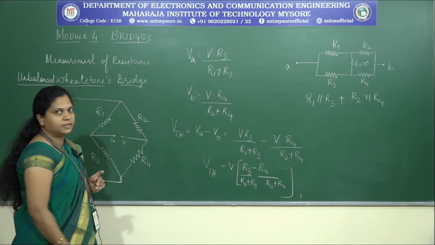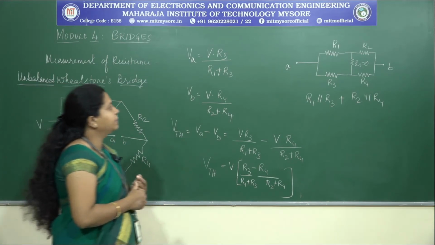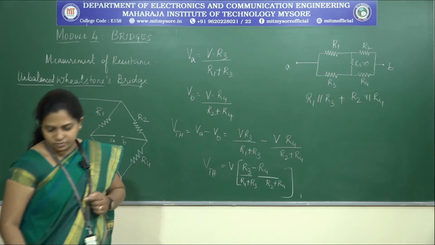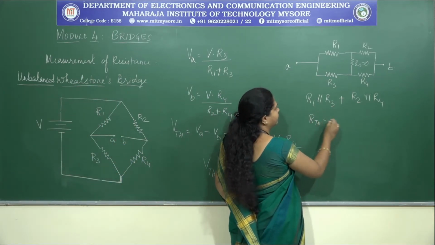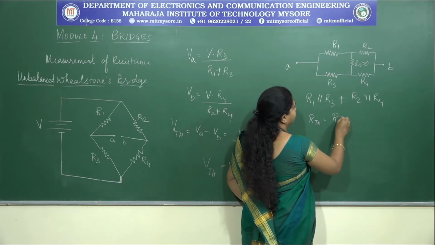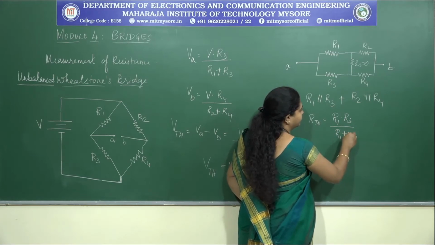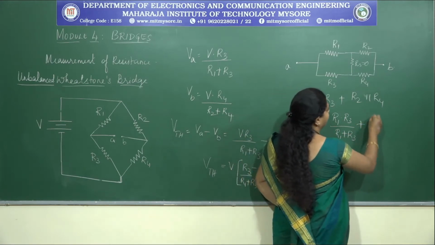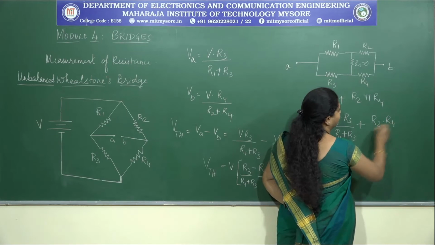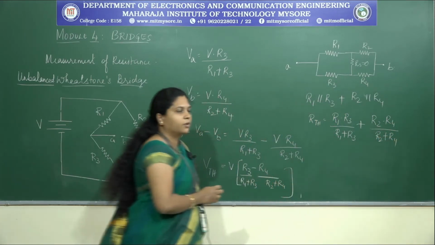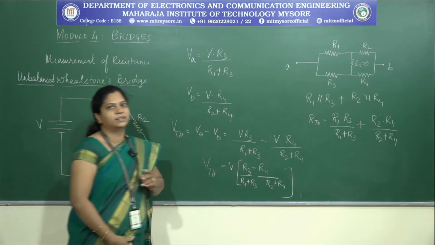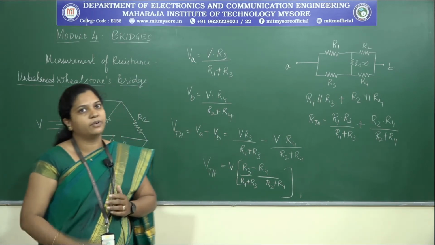Now, we have to find out R Thevenin. What will be the value of R Thevenin now? This is in parallel. So, R Thevenin, we can write as R1 into R3 divided by R1 plus R3, plus R2 into R4 divided by R2 plus R4. Okay, so V Thevenin and R Thevenin are found out. So, can we find out the current now?